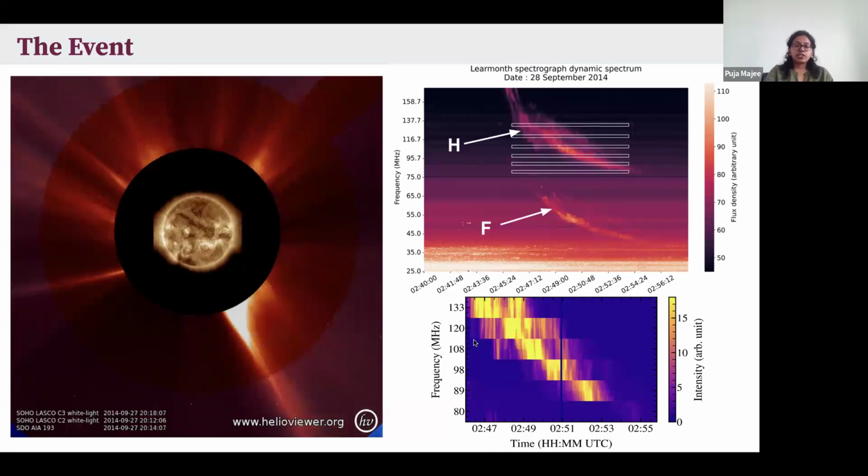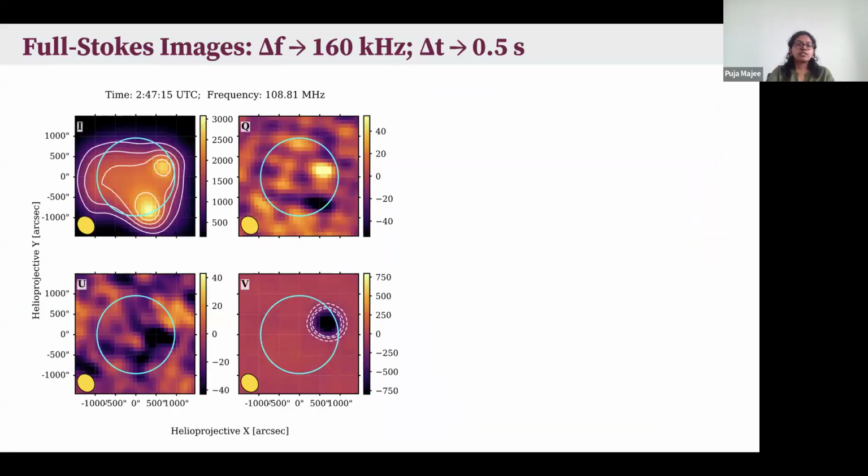observed the harmonic emission. Now, I will not go into the calibration and the data analysis, calibration and imaging, but we can certainly go deeper into that. I'll mostly focus on the results part. So let's look at some of the images.